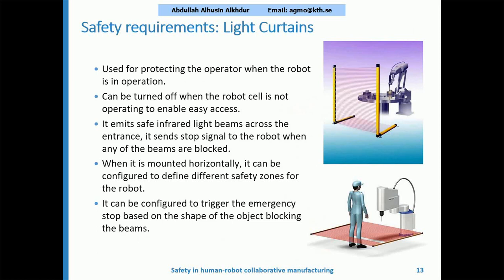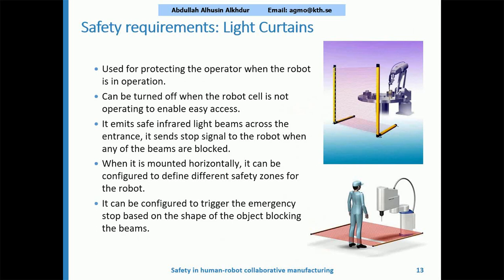When it is mounted in the horizontal setup, as you can see in the lower figure, this is useful when you need to configure different safety zones for the robot. It can be configured to trigger the emergency stop based on the shape of the object blocking the beam, and also the distance between the human and the robot. So in that horizontal setup, the zones can be defined, as well as having information about the shape of the object.